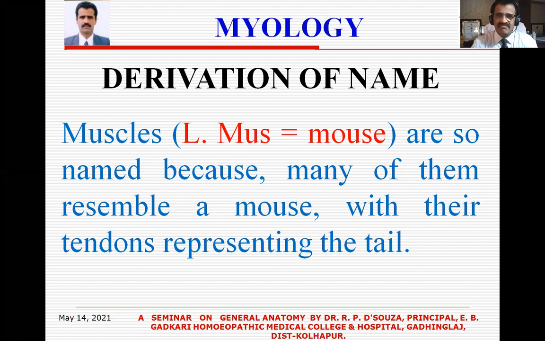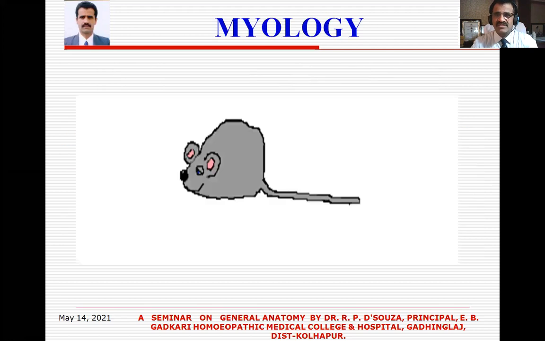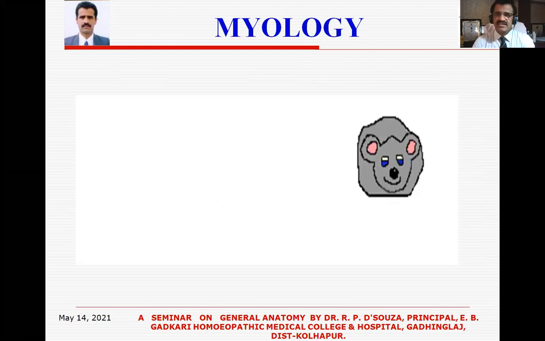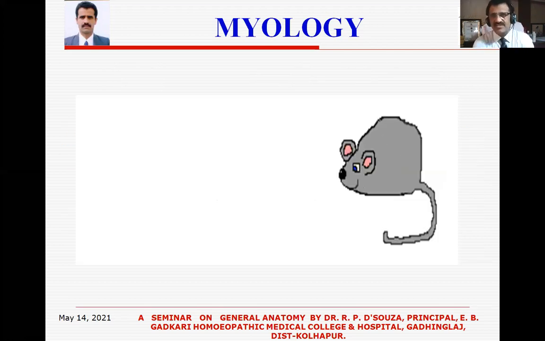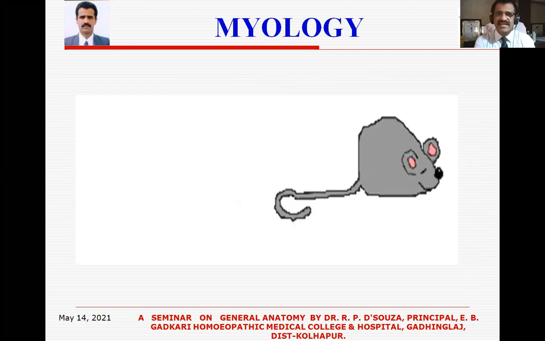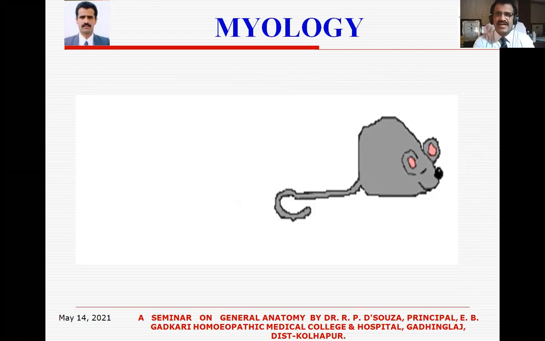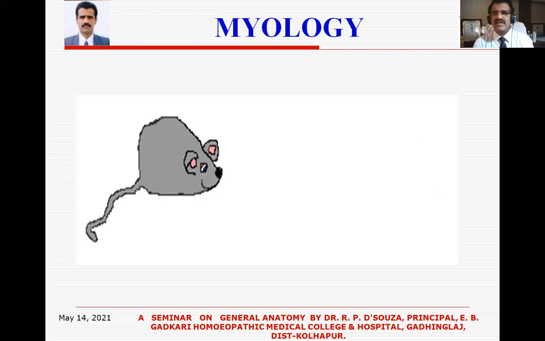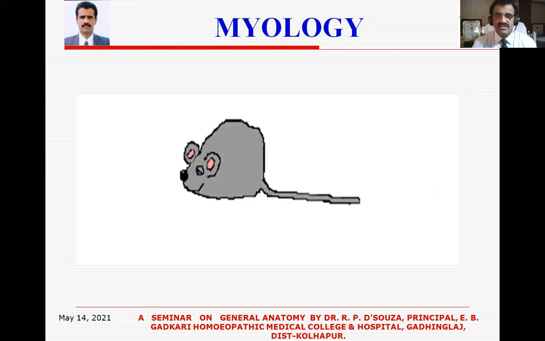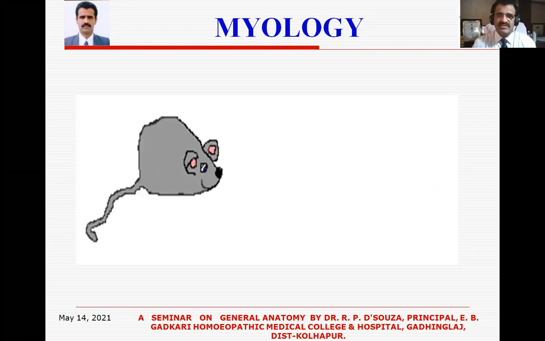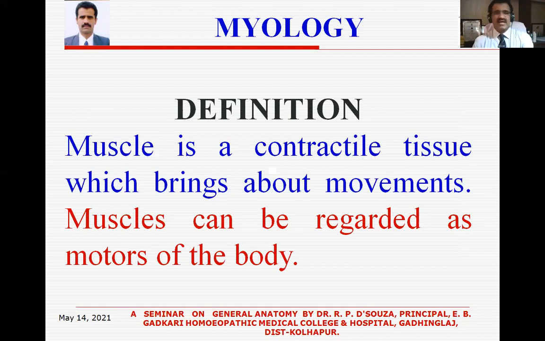You can verify this with this image. Just look at this image. Doesn't it look like a muscle now? This is a mouse. So you can see the tail which looks like a tendon, and there is a belly, and the muscle keeps on contracting and you keep on moving. So that is how the muscle name is derived. It's derived from the word mus in Latin. So let us proceed further with today's study regarding muscle, and that is definition.